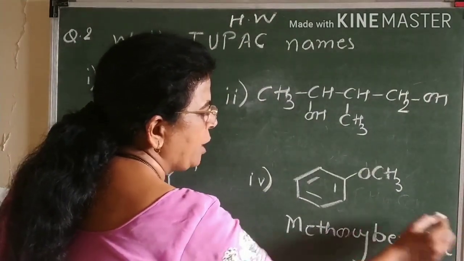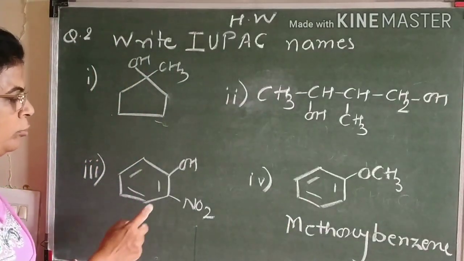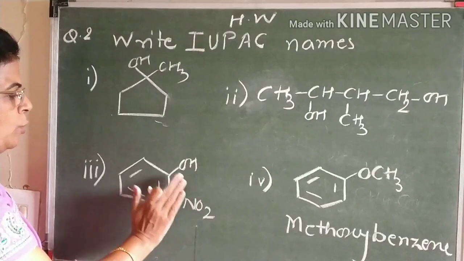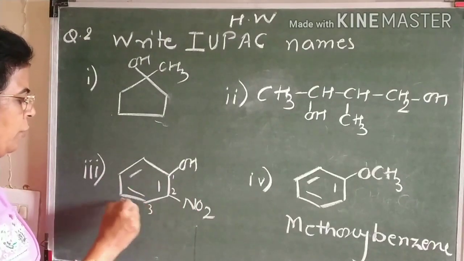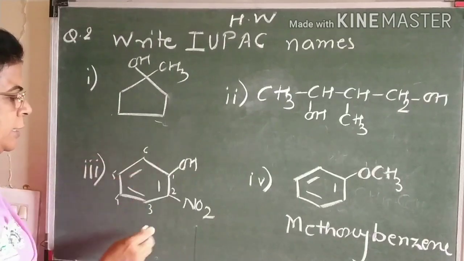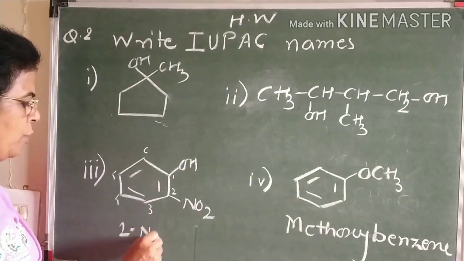The common name of this compound is anisole. Now this one. If we remove this NO2, then it becomes phenol. Now give numbering 1, 2, 3, 4, 5 and 6. At 2 position there is a nitro group, therefore it becomes 2-nitrophenol.